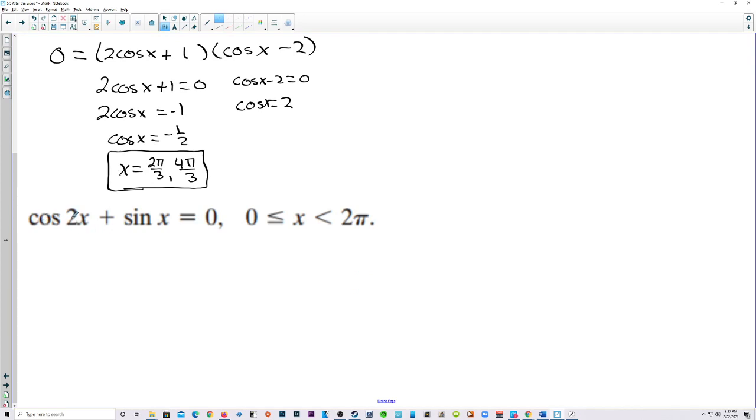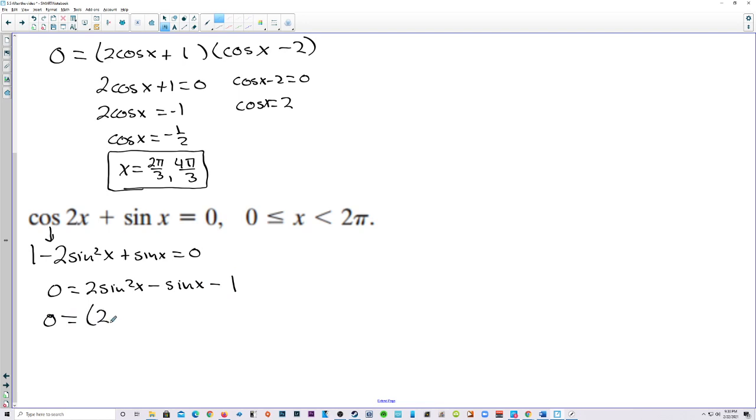On this one, with cosine of 2x, we have 3 choices, one of which only has sine in it, and that is 1 minus 2 sine squared x. So I change cosine, that's a double angle formula for cosine, to 1 minus 2 sine squared plus sine is equal to 0. Let's get everything to the other side again. 0 equals 2 sine squared x minus sine of x minus 1.